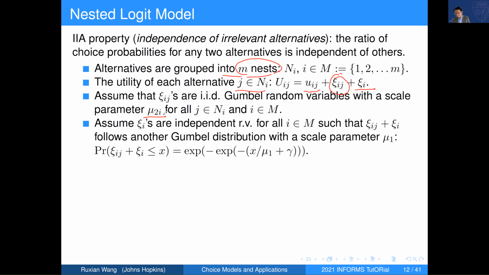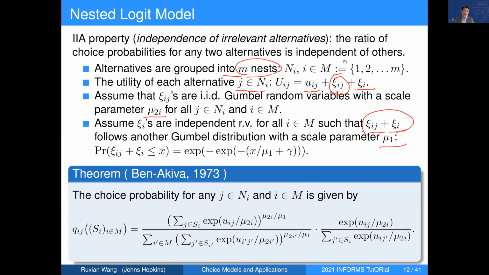Now we have another assumption. We assume the sum of the two random terms follows another Gumbel distribution with a scale parameter mu_1, where mu_1 is greater than mu_2i. And then under the random utility maximization framework, we can have the choice probability in closed form. Here is the choice probability for any alternative j in nest i.